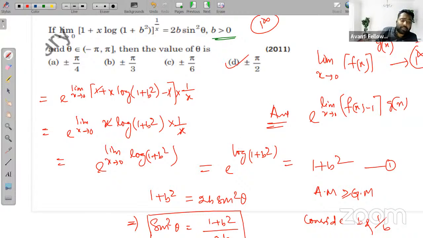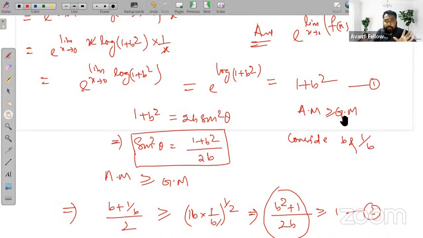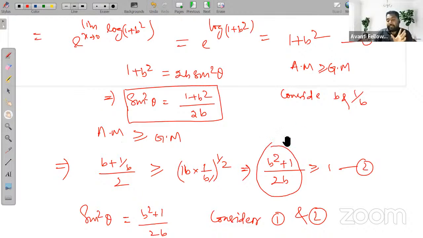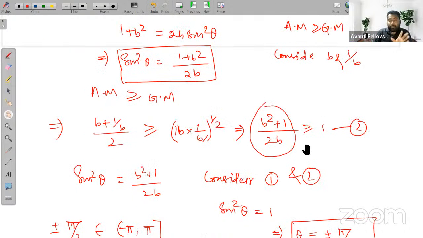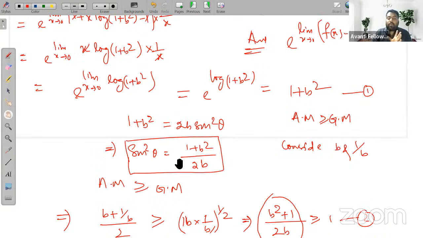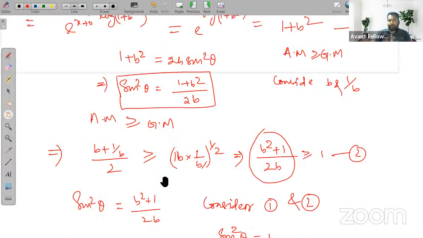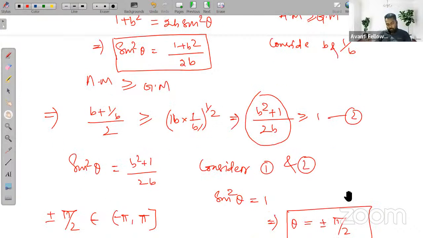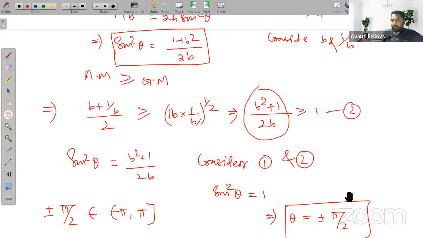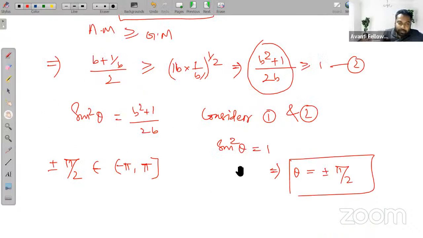Then use the concept of arithmetic mean and geometric mean. After getting the arithmetic mean and geometric mean, you can reach here: b plus 1 upon 2b is greater than or equal to 1. And another relation you already got, that is sine square theta is equal to (1 plus b square) upon 2b, right? So sine square theta is equal to 1. So theta will be plus or minus, sorry, plus or minus pi by 2, right? So theta is plus or minus pi by 2.